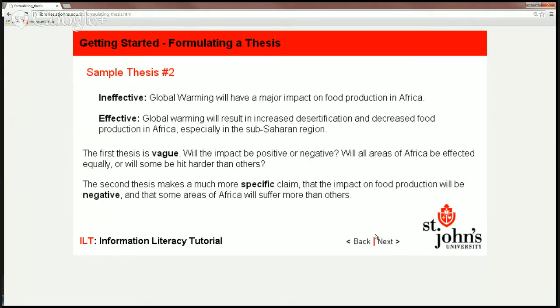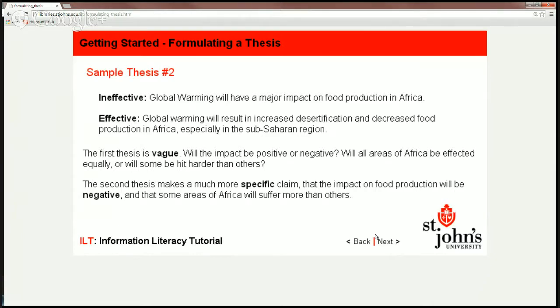Global warming will have a major impact on food production in Africa. Okay, good to know, but that's not really an effective thesis. Okay, this one is slightly better because it's hinting at an argument, okay, but it's still a bit vague. So what's an effective thesis? Well, global warming will result in increased desertification and decreased food production in Africa, especially in the sub-Saharan region.